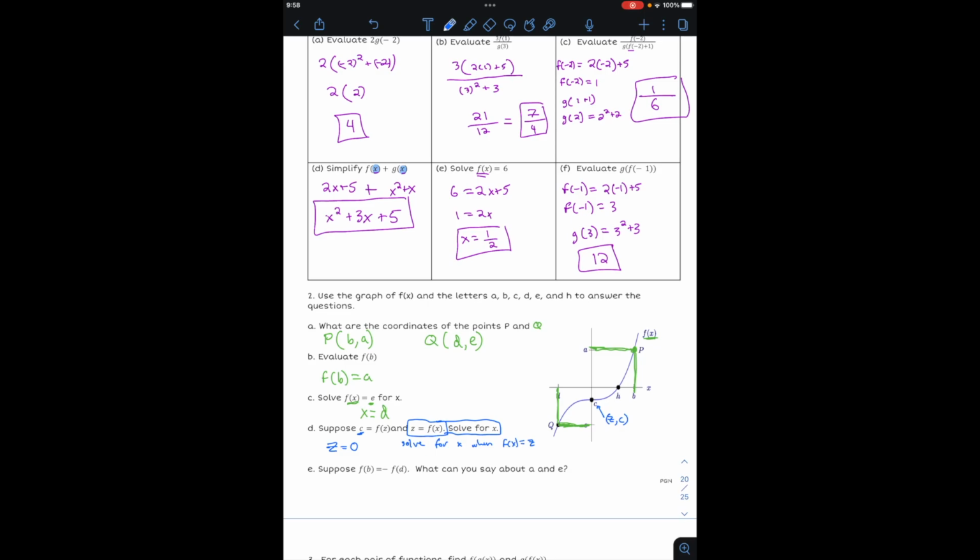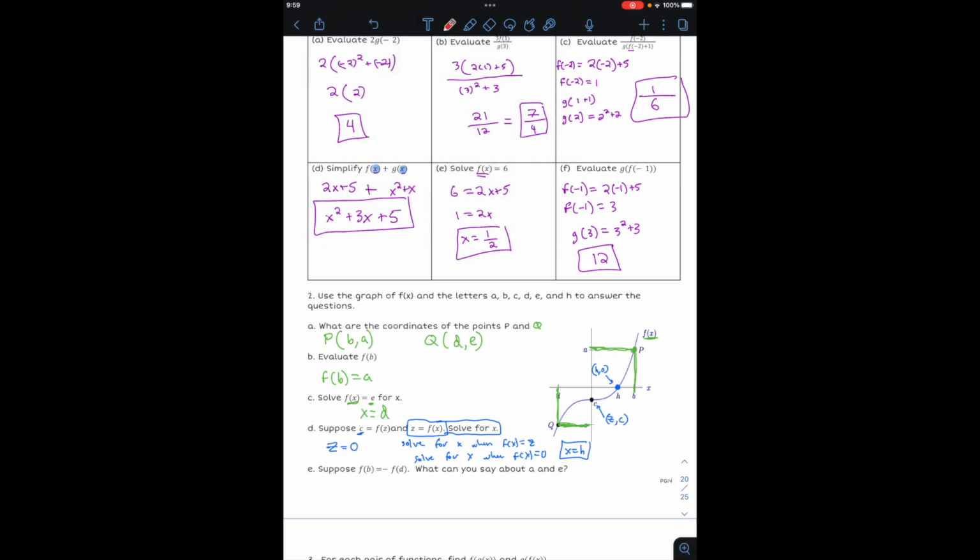So that's saying when f of x equals z, z is 0. So it's basically saying solve for x when f of x equals 0. Well, when is f of x equals 0? That's on the x-intercept, right? That's where our y value is 0. And if we look at our graph, there it is, h comma 0. So the x value that produces 0 is h. So our answer here is x equals h. Tricky wording. Honestly, it's pretty tough to interpret, but I think that's what the problem is looking for.